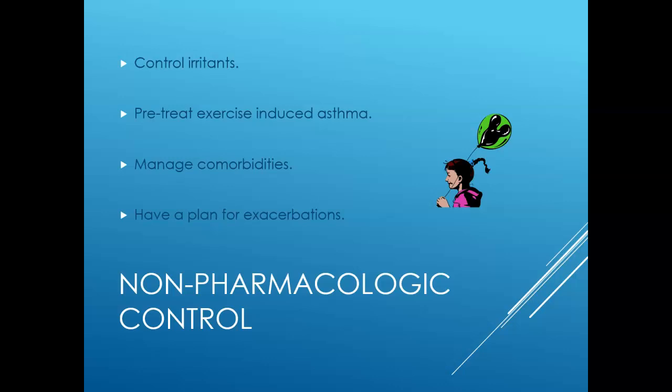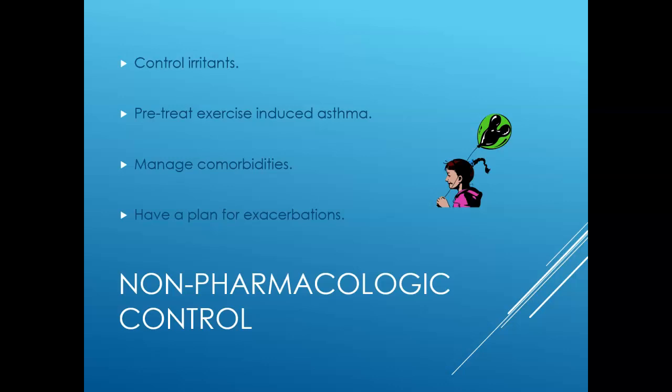We also pre-treat exercise-induced asthma, like I mentioned about my son. When he played basketball in particular, he was great. He was a very, very good player, but we saw him decreasing in his ability to run, and he was diagnosed with asthma. We were able to pre-treat him with the albuterol, which made him perform much better because he could breathe. Manage comorbidities, so if they have other illnesses along with it, we want to manage those and have a plan if there is an exacerbation.